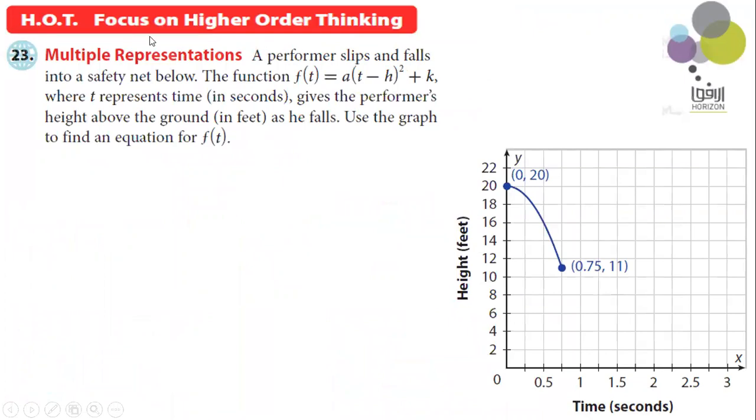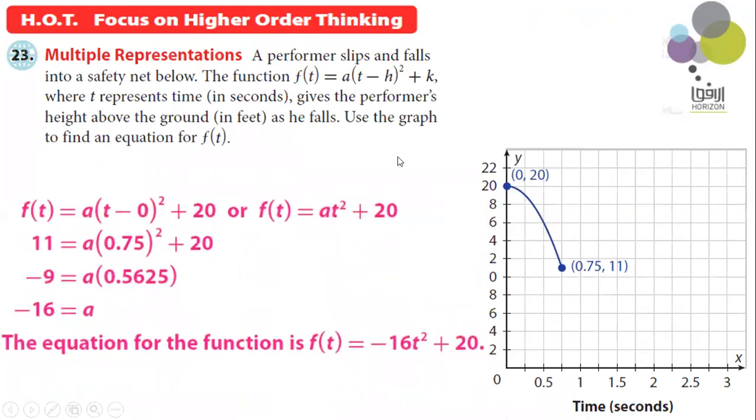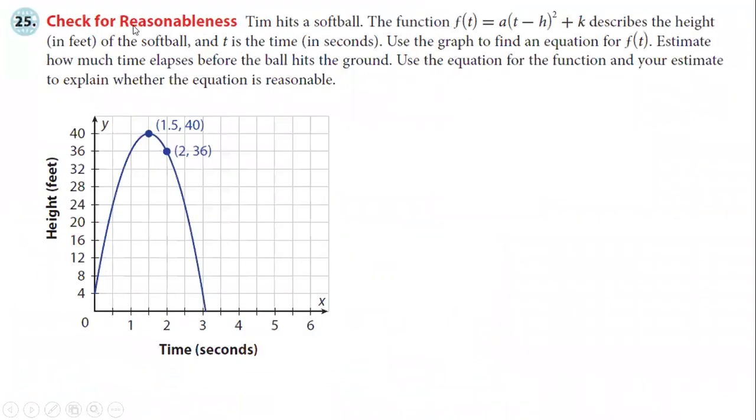Now we will study and focus on higher order thinking. We have here a graph. We have a vertex with h equal 0 and k equal 20, and we have a point the graph passes through. You can think. Check for reasonableness.